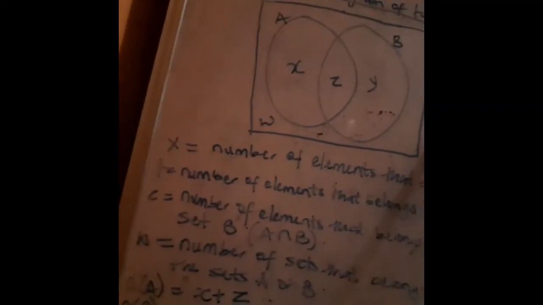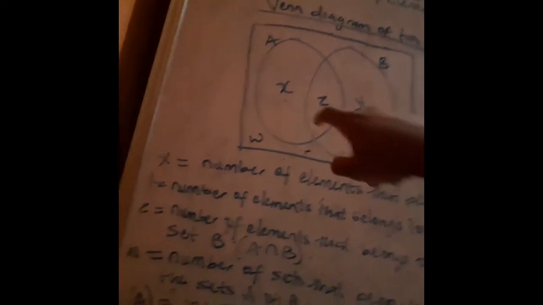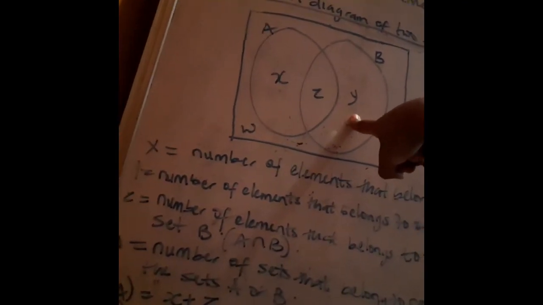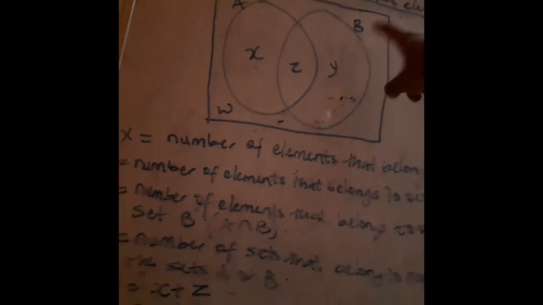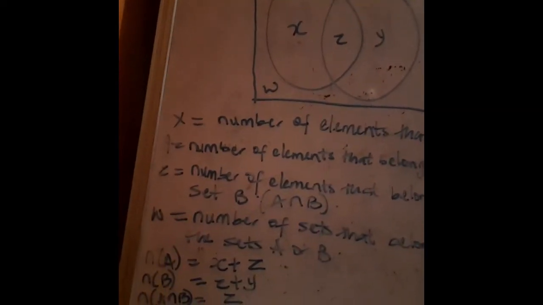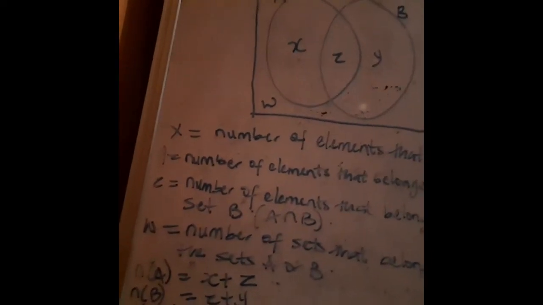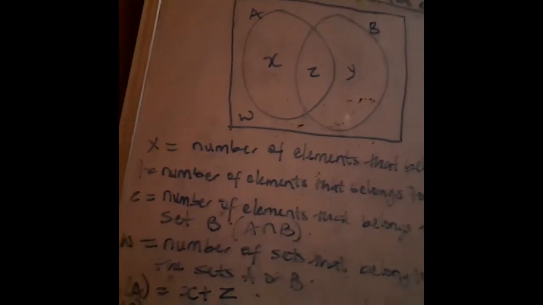I hope you understand. Our rectangle is our universal set. A and B are the sets that we are considering. And these X, Z, and Y, we told you that elements of a set are always denoted with small letters, while the set itself is always denoted with capital letters. So that's why we have what we have on the board. So W is the number of elements that do not belong to both set A and set B, but is inside the universal set.